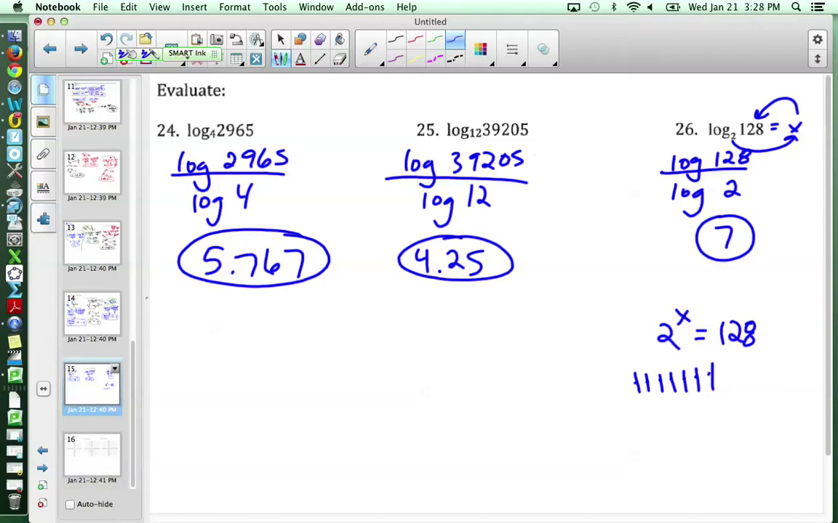I know these are 1's. Each one represents a 2. There we go. That equals 128. Now, the ones that are going to be on the no calculator portion are a little bit more straightforward than that. But be able to do that kind of thing on this no calculator piece. Evaluate logarithms like this without being able to type it in.